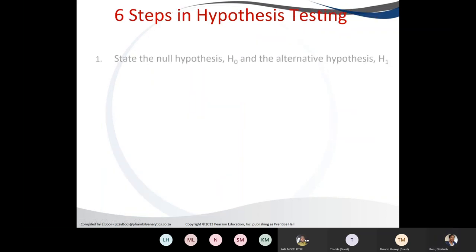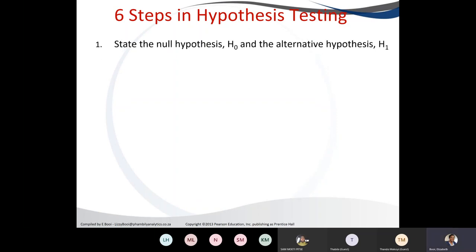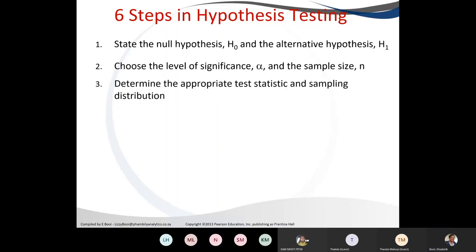We need to state our null hypothesis and alternative hypothesis. State what we are given in terms of the level of significance and our sample size. Determine what type of test statistic we're doing. In this instance we're doing a z-test.